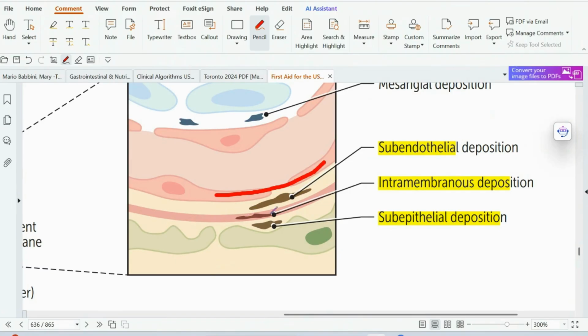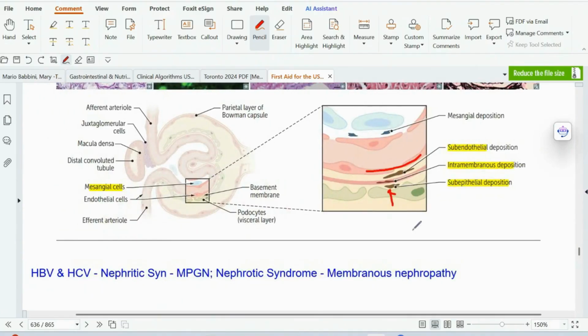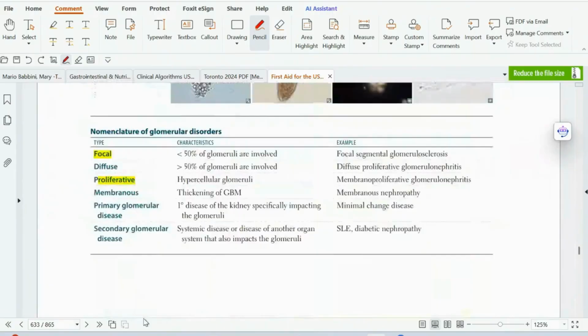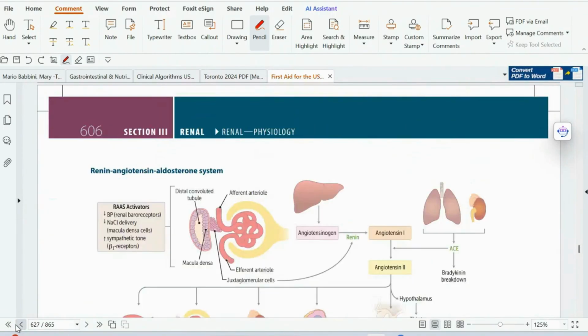It's within that cream layer. Okay. And then subepithelial means right underneath the podocytes. Right underneath the podocytes. Got it. So we need to picture it: subepithelial, subendothelial, intramembranous. Right. So whenever they talk about which one's which, we can imagine it. Okay. So that's the first thing, right? Now we can go into a couple more points.